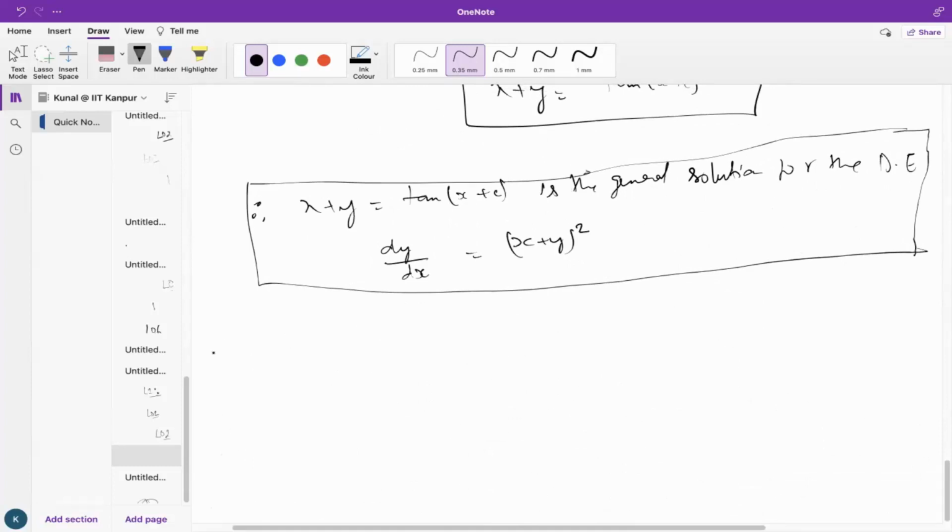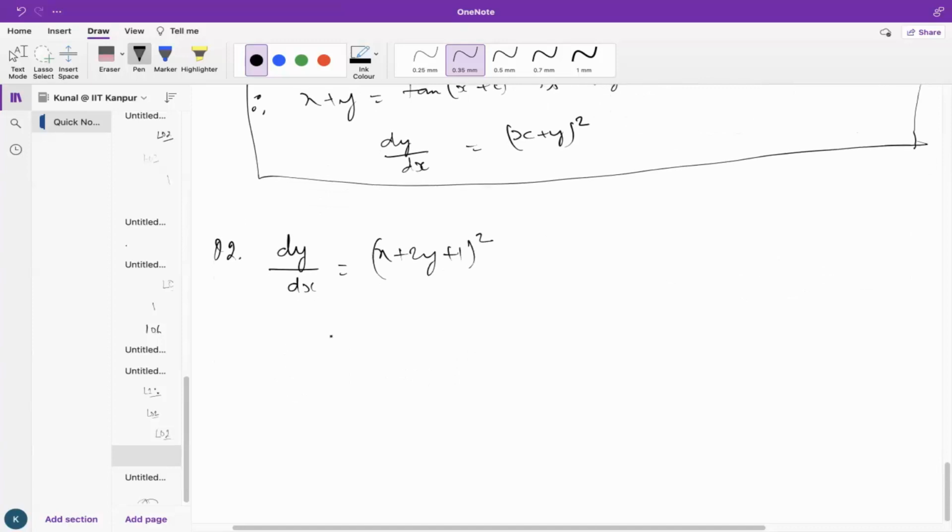So here the question is dy by dx is equal to (x plus 2y plus 1) whole square. So what do we have to do? This differential equation is of order and degree 1, so we can apply the variable separable method here, but it's not in the format of the variable separable method. So I have to substitute the function value as t.